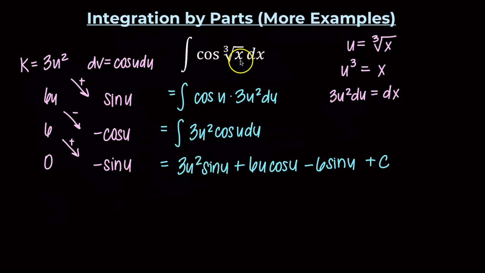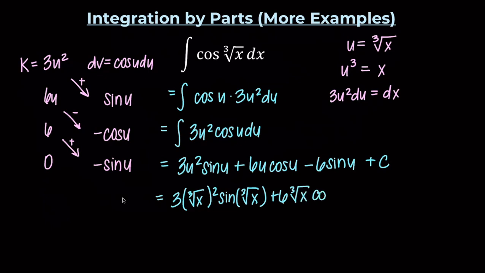But our original integrand was in terms of the variable x, so we're going to substitute the cube root of x back in for u. So we're going to have 3 times the cube root of x squared times sine of the cube root of x plus 6 times the cube root of x times cosine of the cube root of x minus 6 sine of the cube root of x plus c. And so we can leave this as our final answer.